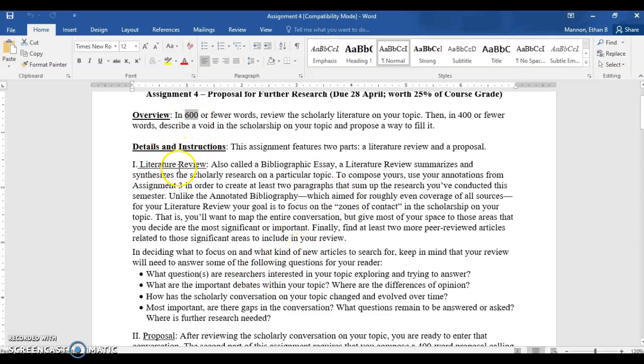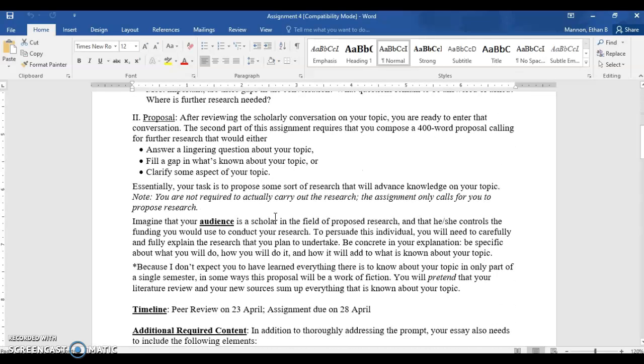So part 1, 600 word literature review. Part 2, only 400 words, comes after the literature review because it is built off of it. So you get to pretend that the 10 sources you look at tell your reader everything that we as humanity know about your topic. So what that means is that you then get to propose some sort of additional research that will find out something new about your topic.